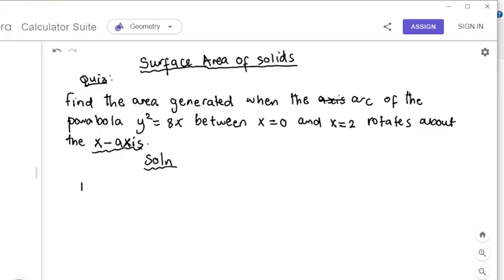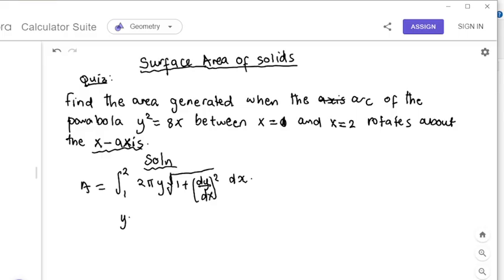So our formula will be A equals the integral from 1 to 2. We have a correction here. And now we have 2 pi y times the square root of 1 plus (dy/dx) squared, dx.